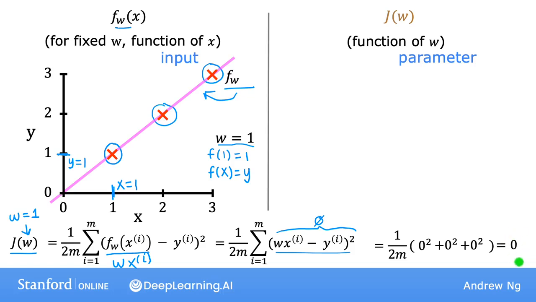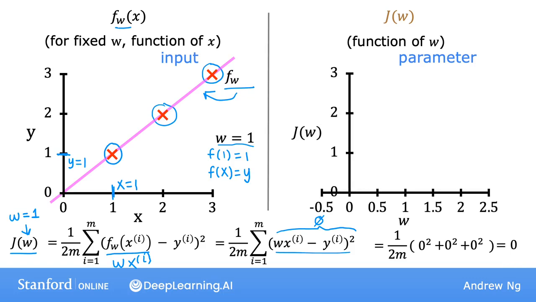Now, what you can do on the right is plot the cost function J. And notice that because the cost function is a function of the parameter w, the horizontal axis is now labeled w and not x. And the vertical axis is now J and not y. So you have J of 1 equals 0. In other words, when w equals 1, J of w is 0. So let me go ahead and plot that.